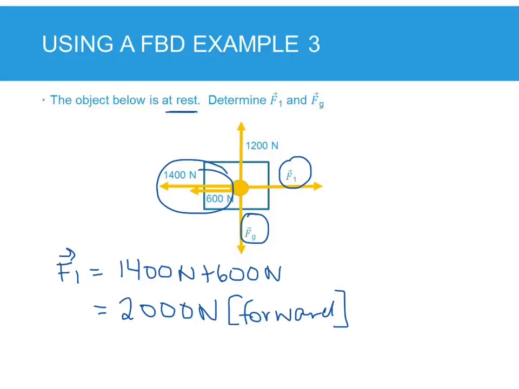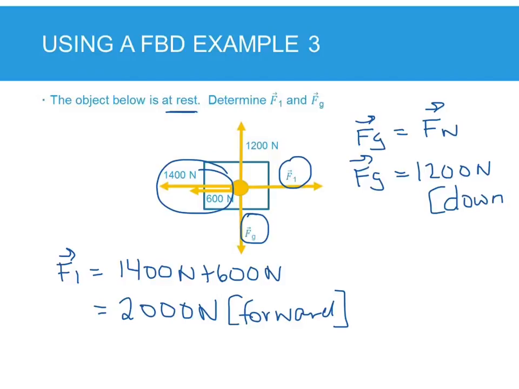And our Fg has to equal our Fn. Again, it's going to be in the opposite direction. So Fg is equal to 1,200 newtons, and that's going to be down because the normal force is acting up. So make sure you are putting your directions in because those are vectors.